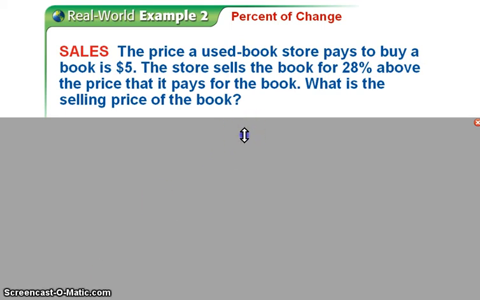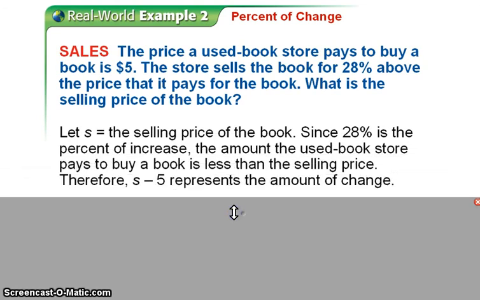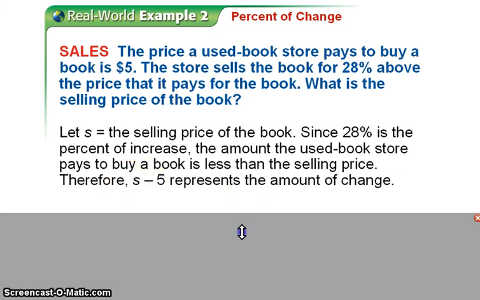Okay? So let's take a look here. We're going to have S be the selling price of the book. And since 28% is the percent increase, the amount that the used bookstore pays to buy a book is less than the selling price. So we're going to take S minus 5 to represent our amount of change. Okay? Again, we don't know what that original amount was. So if we take S minus 5, that's going to be our change. Okay? Because we don't know what that price is going to be.